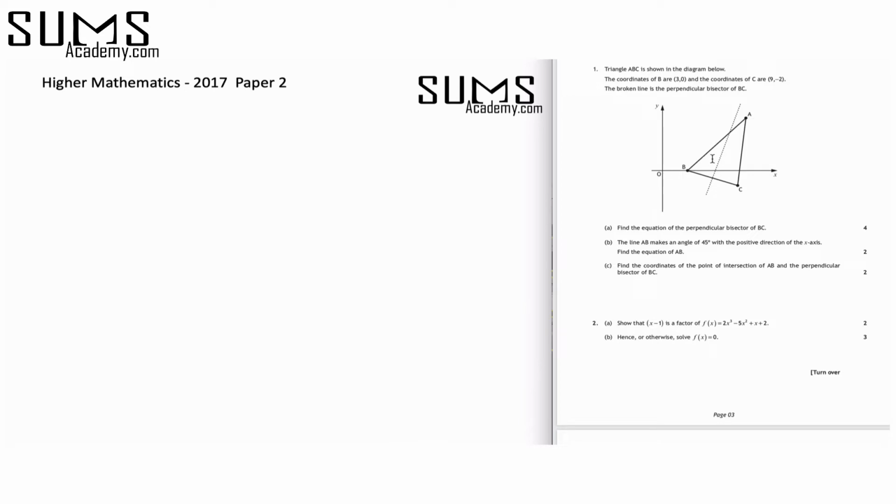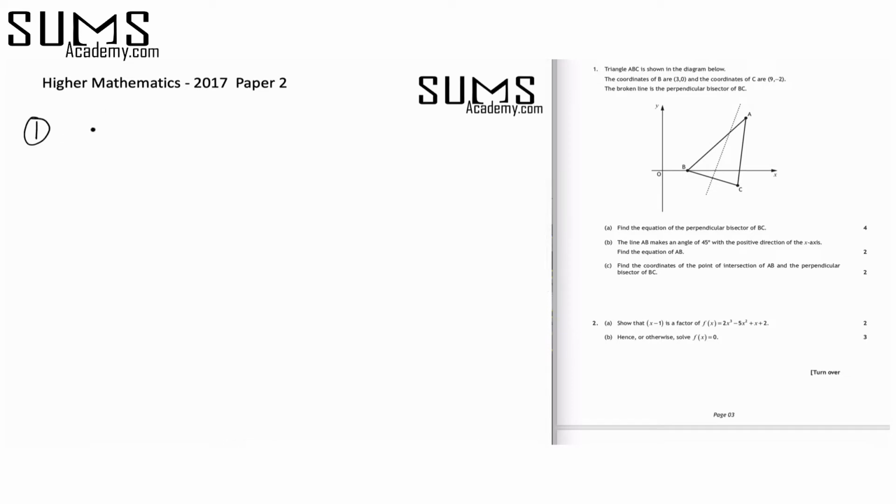Okay, so to find the perpendicular bisector, what you need to do is find the midpoint and then find the perpendicular gradient. Then you'll substitute that midpoint into the line equation with that new gradient, and that will give you your final answer. Okay, so let's start off.